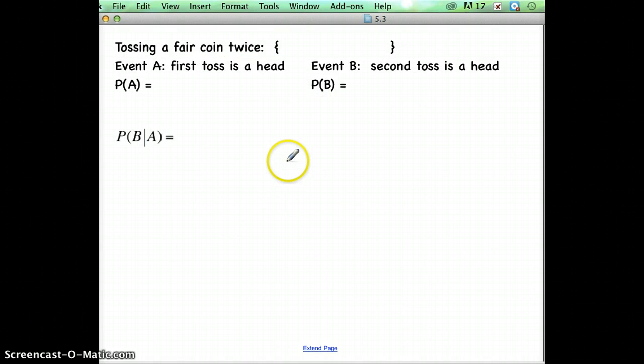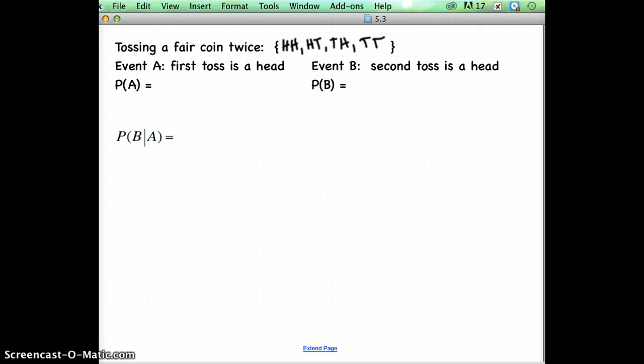Now, let's just do another little example here. If we're going to toss a fair coin twice, what are the different possible outcomes? We could get heads, heads. We could get heads, tails. We could get tails, heads, or tails, tails. So that's our sample space. Those are all of our possible outcomes.